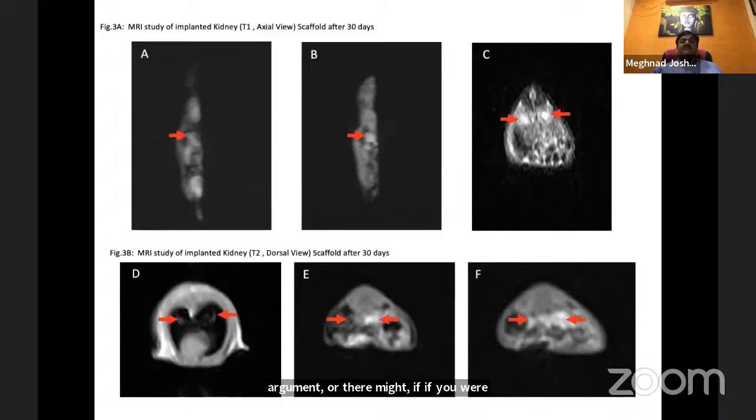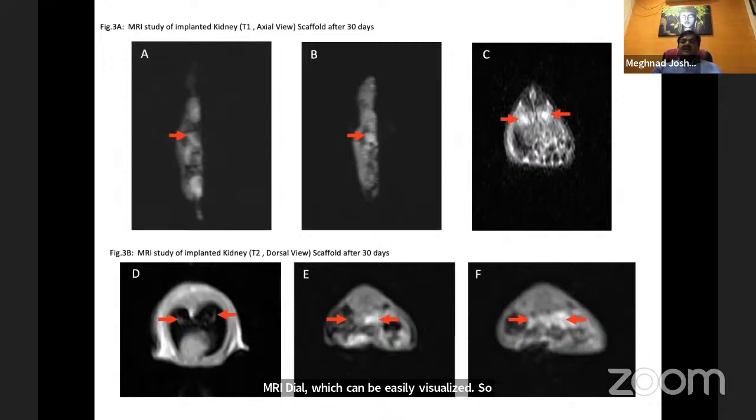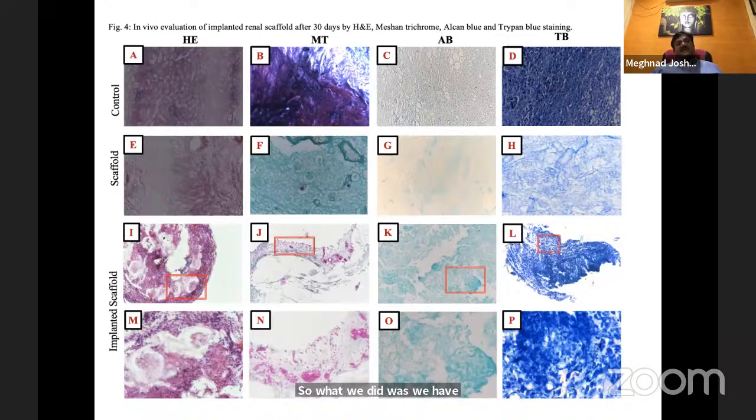So there are functional kidneys which have taken up this MRI dye, which can be easily visualized. So this is just to conclude that there are functional kidneys with this rat. So what we did was we harvested that kidney graft and then studied it with different histological techniques. Here, if you could see.